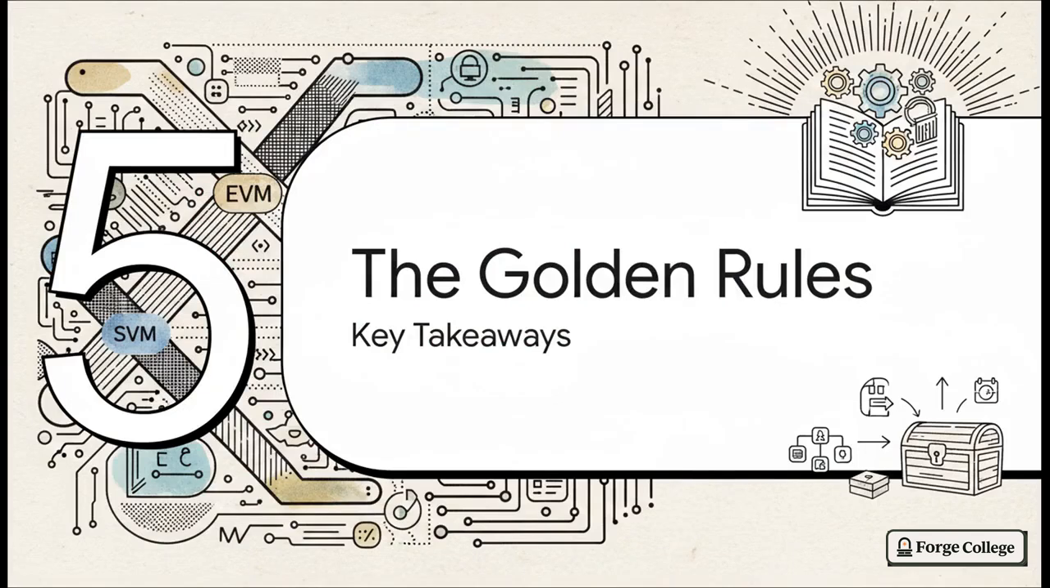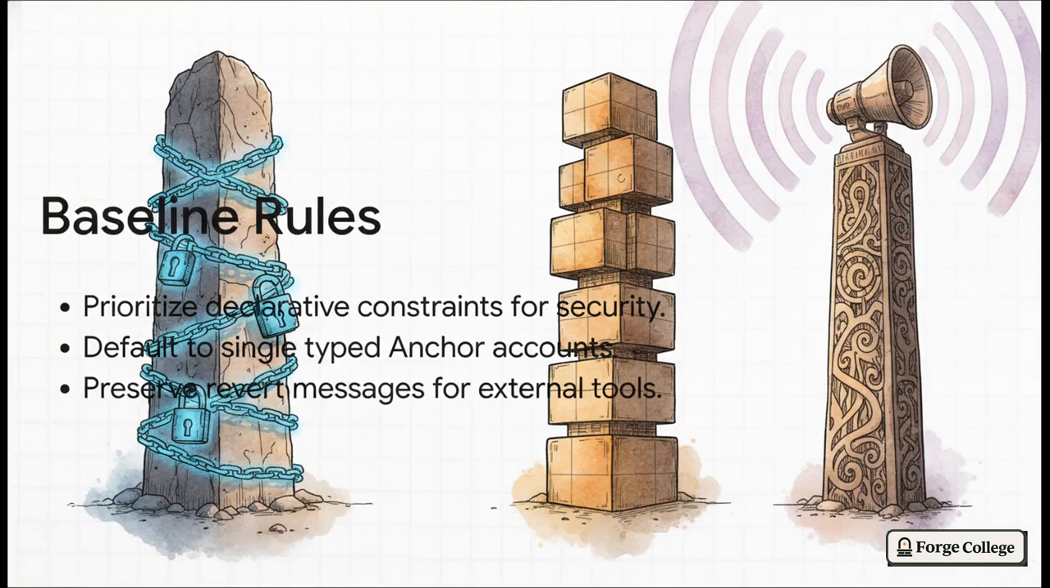Let's synthesize all of this in our final section, the golden rules. The crucial takeaway today is that these 3 rules form the baseline mental model that will guide literally all your translations in the catalog. Rule 1. Always prioritize declarative constraints for ownership and security. Make it explicit, no guessing. Rule 2. Default to single-typed Anchor accounts for your storage unless size limits or dynamic mappings force you to split them up. And Rule 3. Be a good citizen to your off-chain tooling. Preserve those revert messages and event topics when external systems depend on them.